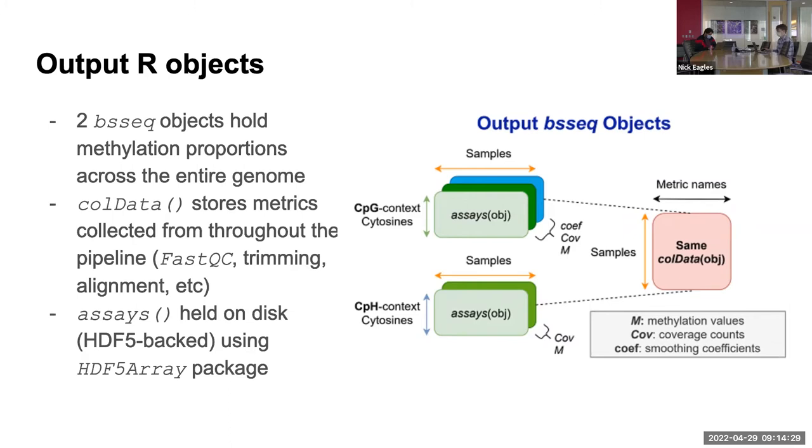And then another detail is the assays. Since these matrices are so big, often we use the HDF5Array package from Bioconductor to keep part of the matrices on disk until you need them in memory. That's just a trick we do to make it memory efficient.